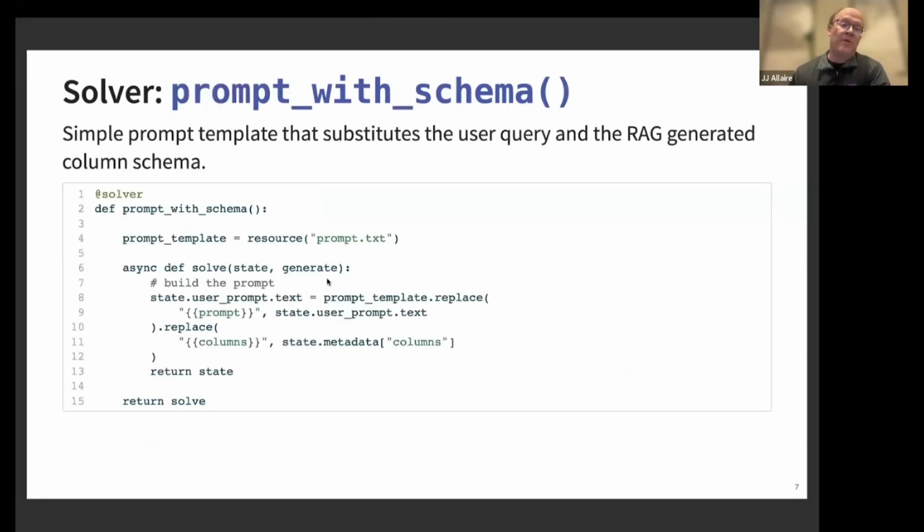They're quite simple, and hopefully it'll be very intuitive and straightforward what they're actually doing. Here, prompt with schema is literally just taking a prompt template and then substituting the prompt and the columns. So you've seen this before, but it's a solver that really just makes a prompt. That's all it does.